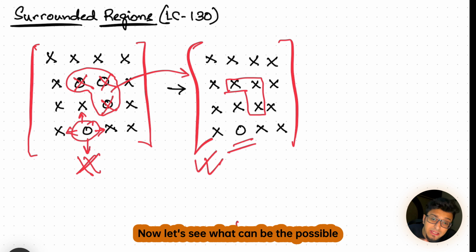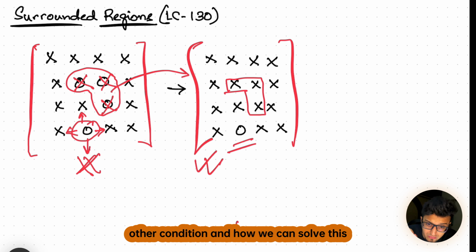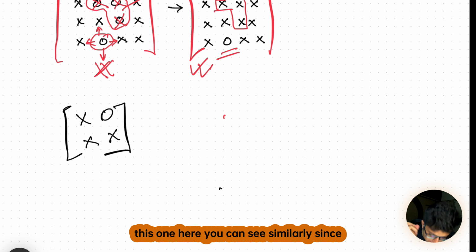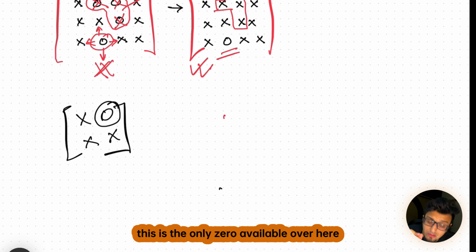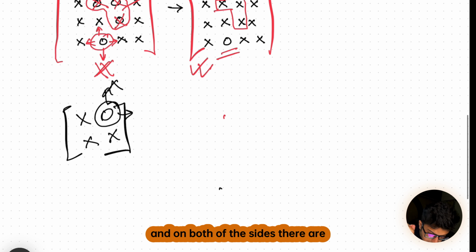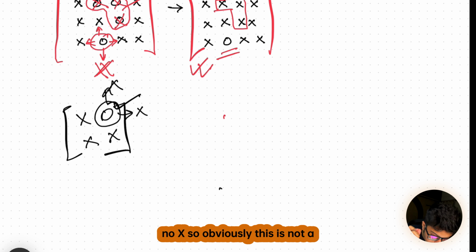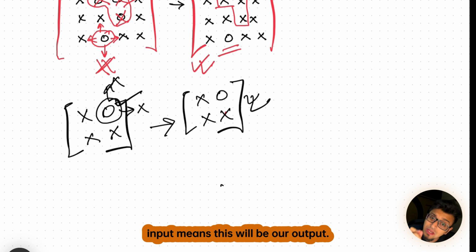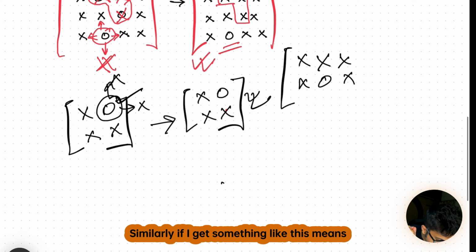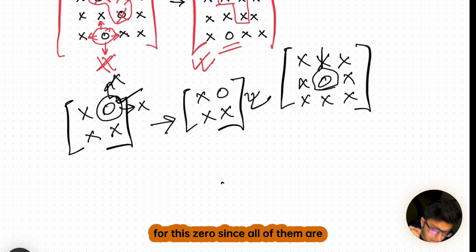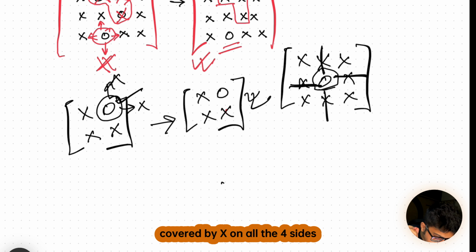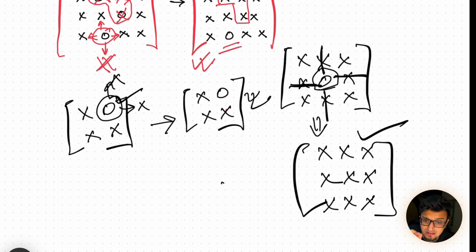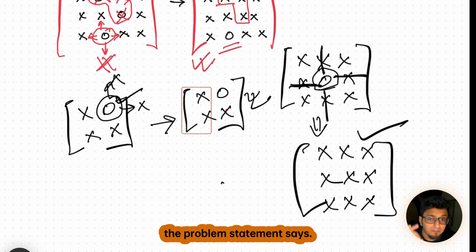Now let's see what other possible conditions there can be and how we can solve this problem. If we consider another example, for example this one, since this is the only zero available over here and on both sides there are no x, obviously this is not a valid region, and thus we have to return the same output that we got as an input. Means this will be our output. Similarly, if I get something like this, for this 0, since it is covered by x on all four sides, our matrix will get converted to this, and this would be our answer. I hope this is clear what the problem statement says.